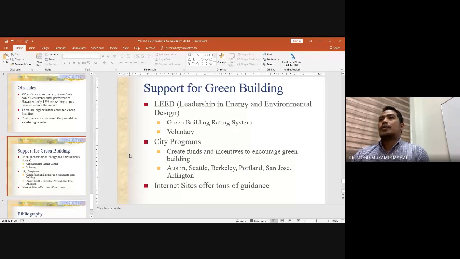Okay, we move to the next one, support for green buildings. Leadership in Energy and Environmental Design is one of the organizations. What they did was introduce a green building rating system. A voluntary city program has also been introduced to create funds and incentives to encourage green building. Austin, Seattle, Berkeley, all in the US, have started to have green building city programs. Internet sites offer tons of guidance.